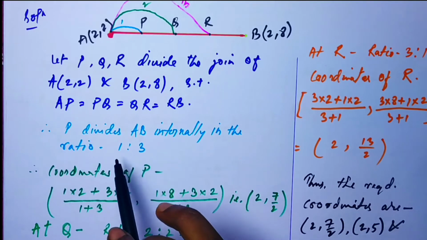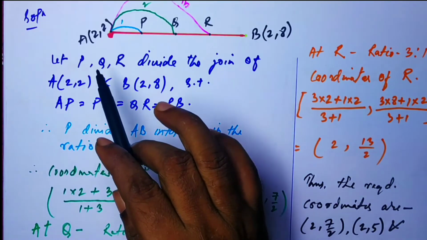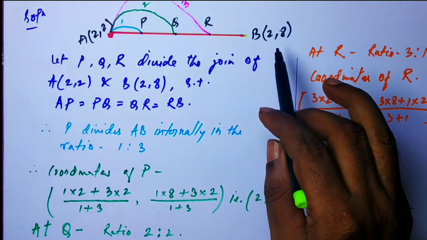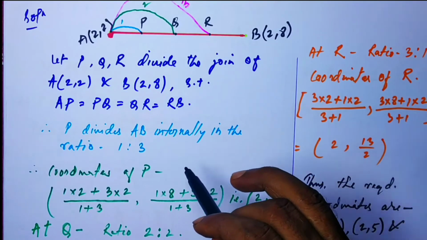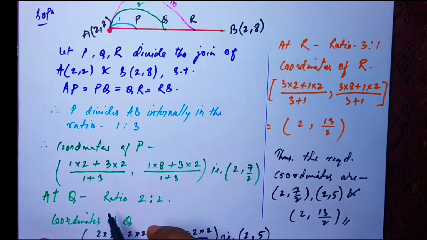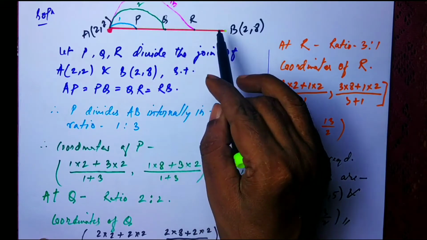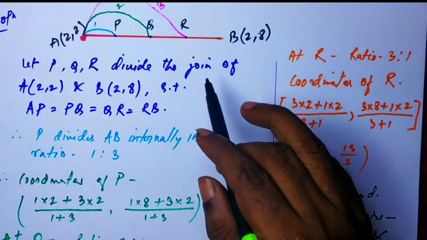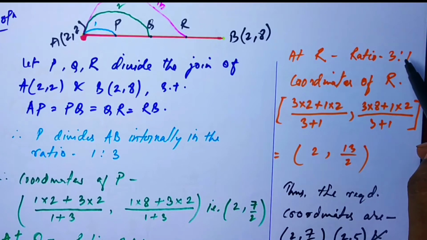Coordinates of P will be (1 into 2 plus 3 into 2) divided by (1 plus 3), and the y value, 1 into 8 plus 3 into 2 divided by 1 plus 3. By calculating, we get (2, 7/2). At Q, the ratio is 2 is to 2. So the coordinate of Q is 2 into 2 plus 2 into 2 divided by 2 plus 2. Again, the y value will be 2 into 8 plus 2 into 2 divided by 2 plus 2. That is (2, 5).